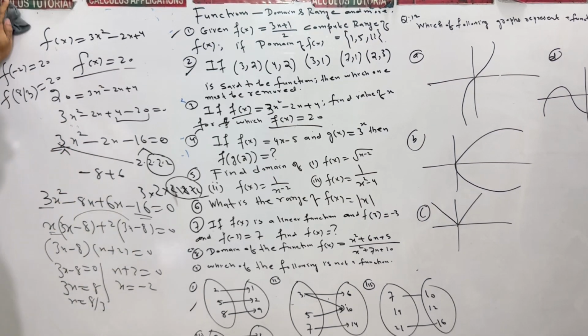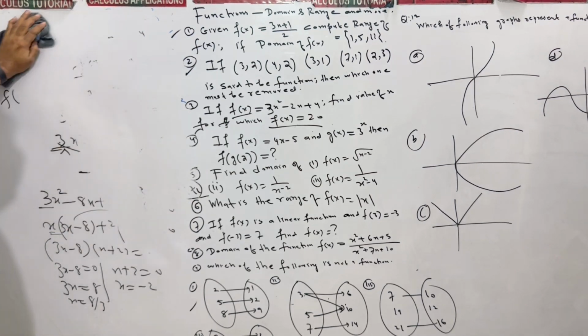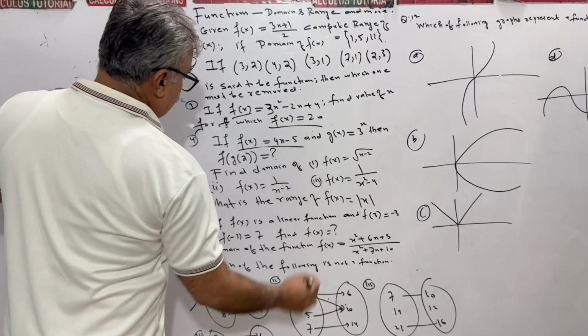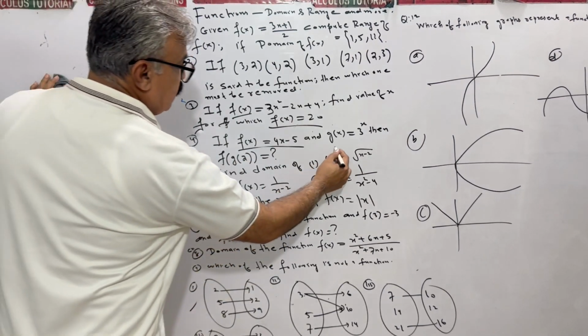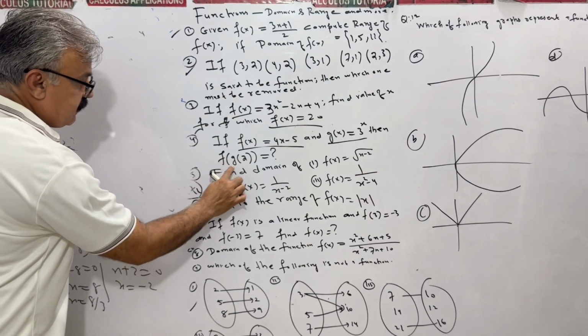Cool. Here it is known as composition of functions. The next question is based on this: we have been given a linear function 4x minus 5 and an exponential function 3 to the power x. Then we are asked to find f of g of 2.